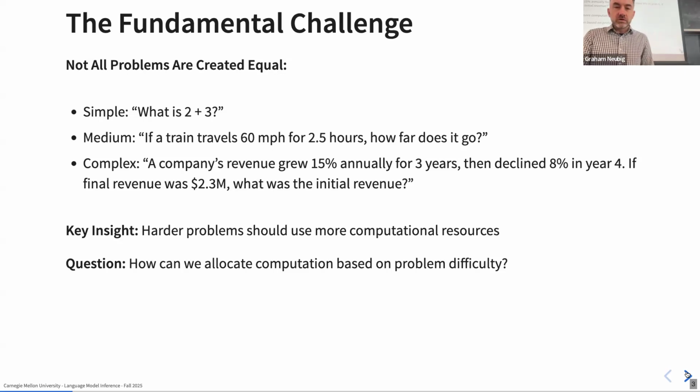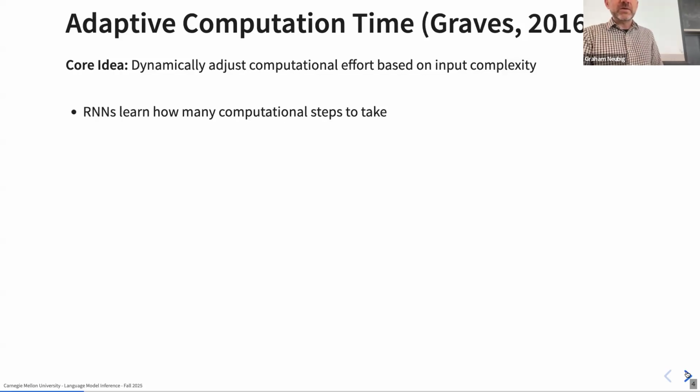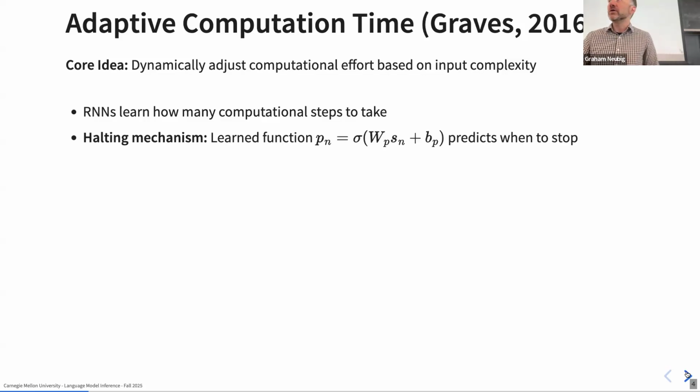Okay, so before we go into transformer language models, I'd like to point out that this is not an idea that has just suddenly popped up overnight. There's an idea of adaptive computation time, which, for example, was put out in recurrent neural network language models by Graves in 2016. And the idea was that you dynamically adjust computational effort based on the input complexity. They taught recurrent neural networks to learn how many computational steps to take. And so they basically had a halting mechanism.